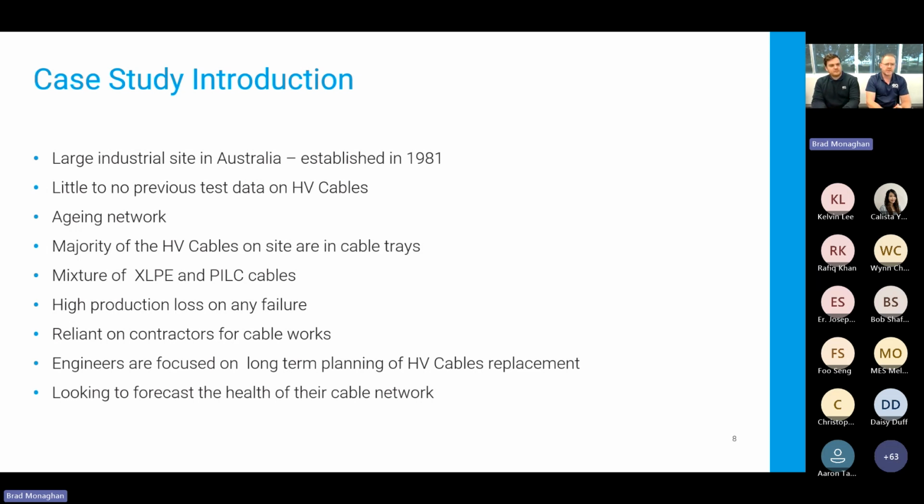So the engineers are focused on long-term planning. How long have we got before we start to replace our cables? How long have we got before things are reaching their end of life? What are some things we can do right now to increase their reliability?